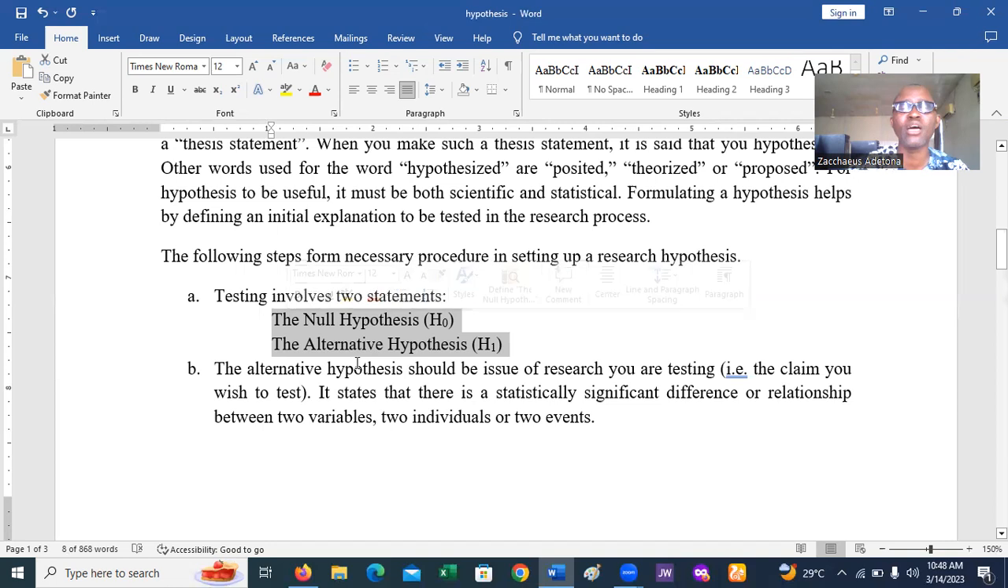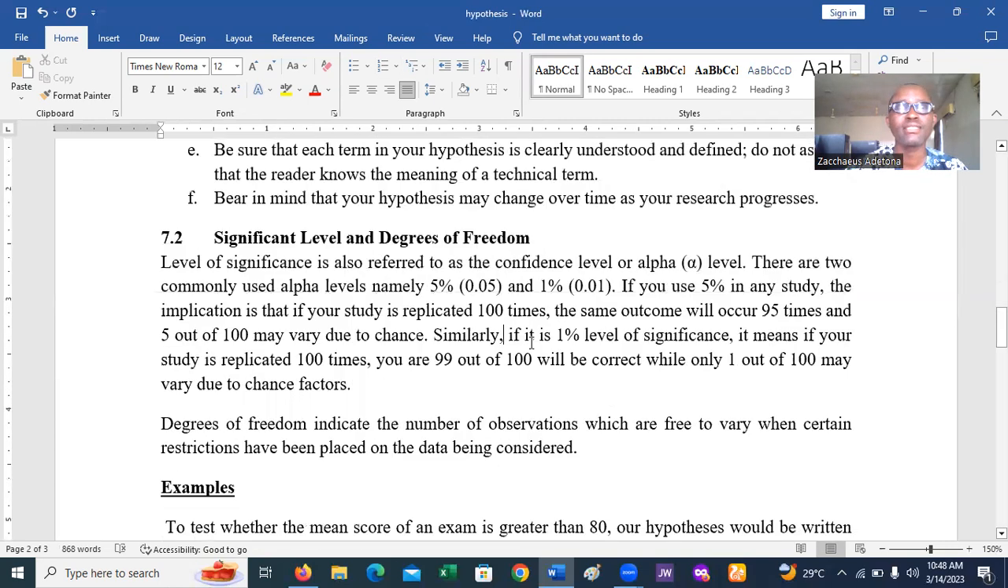When you have more than one alternative hypothesis, then instead of having only H1, we can have H1, H2, H3, H4, and so on, depending on how many conditions you are testing, how many relationships, statistical significance you are testing in a particular research. That is that.